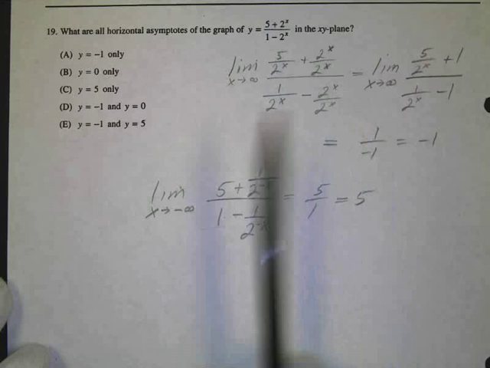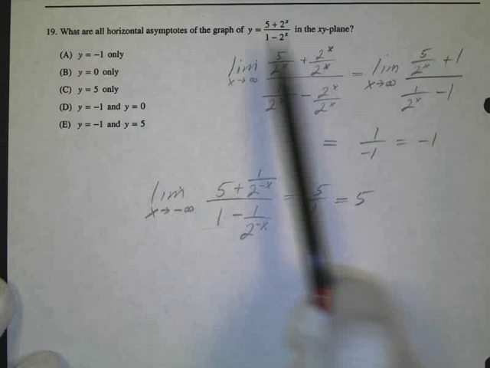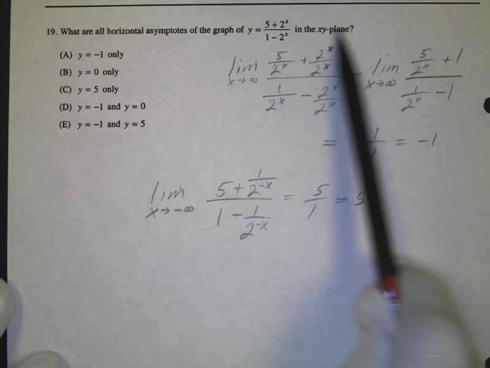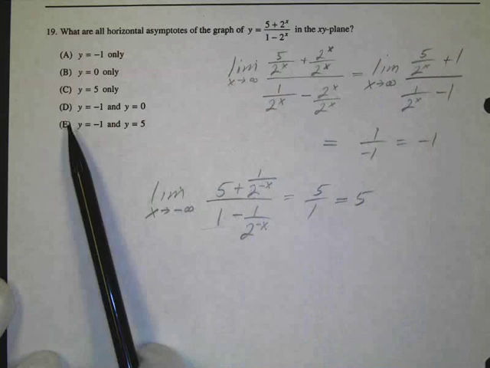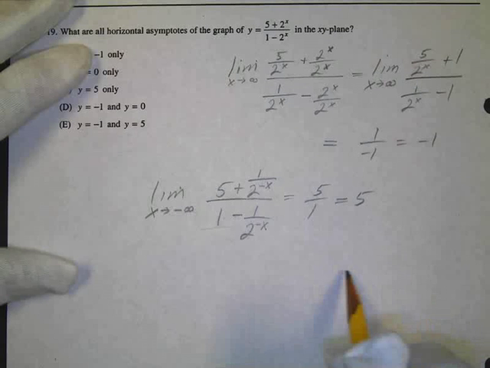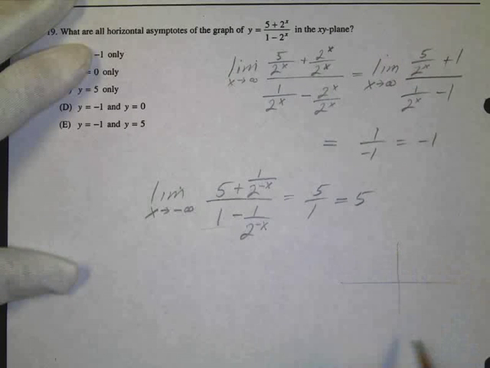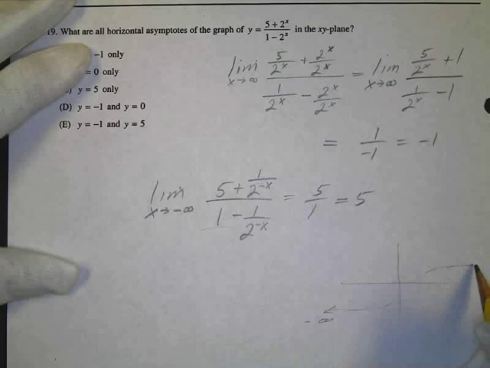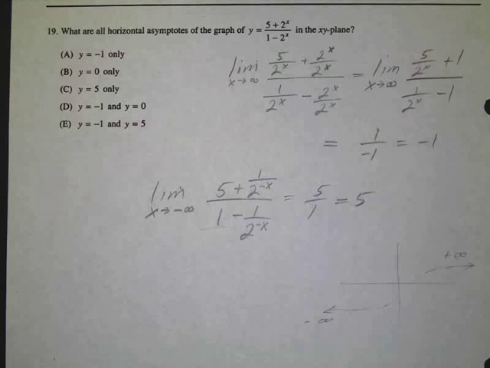Some curves can have a horizontal asymptote as x goes to positive infinity, and they can have a different one as x goes to negative infinity. Sometimes you'll see a curve like this, and notice it has one horizontal asymptote as x goes to negative infinity and a different one as x goes to positive infinity, so make sure you check both limits.